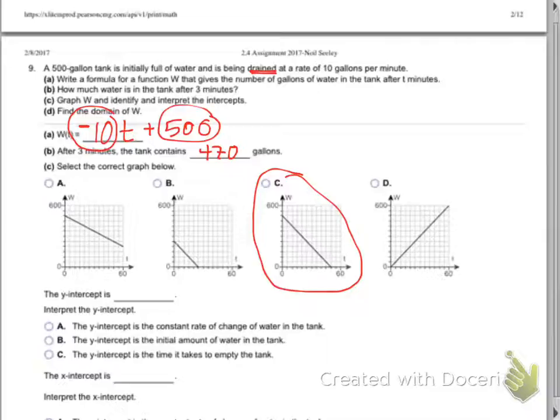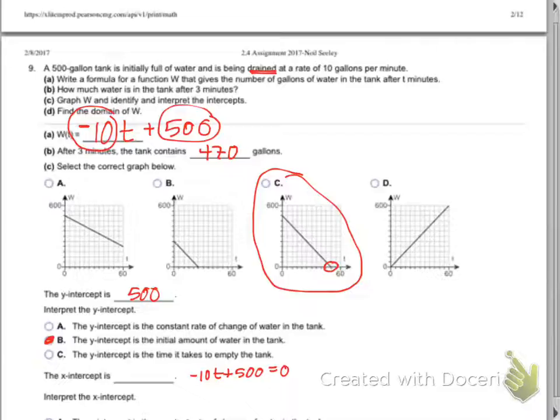Now the y-intercept is the 500. We've talked about that, but it means the initial amount of water in the tank. It's your initial value, what you start with. The x-intercept is when you have 0, and you can try and look at the graph and figure out where that hits. Or you could actually, there's a way of solving it. You can actually just say, hey, when is negative 10t plus 500? When's it going to be 0?